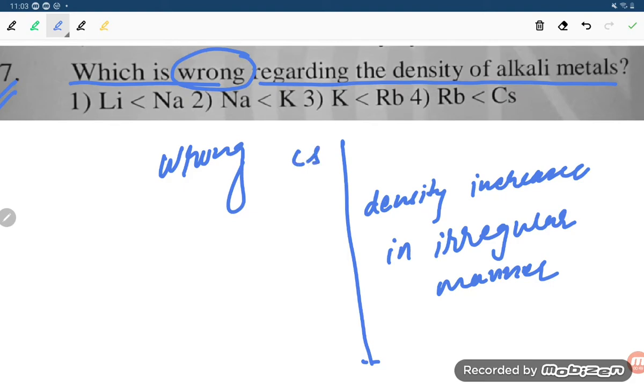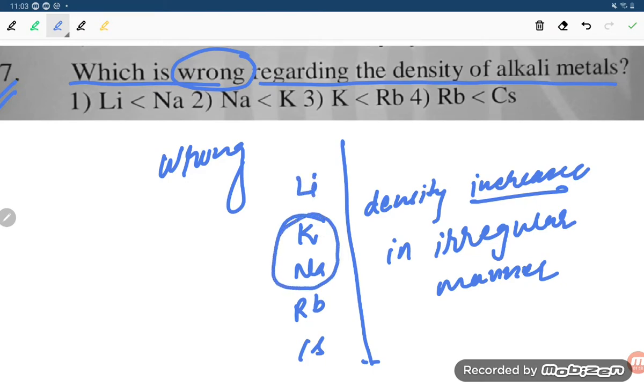Down the group, if I write it in a different way, density increases, so the highest one is cesium. Then which one will come, student? Cesium, then rubidium, then sodium, then potassium, and then lithium. So potassium has lesser density than sodium.